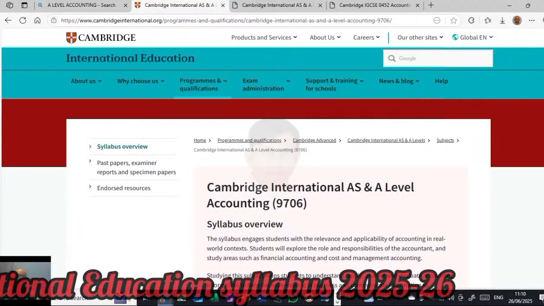So let us start with accounting for AS and AD. So let us have a brief overview, a syllabus overview.